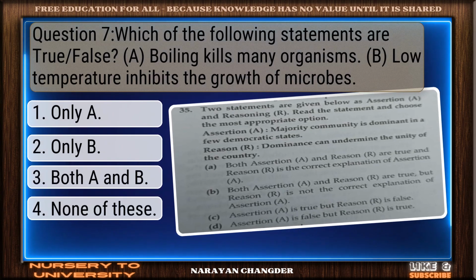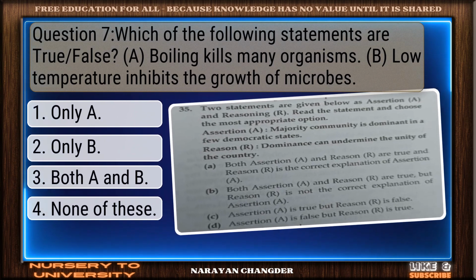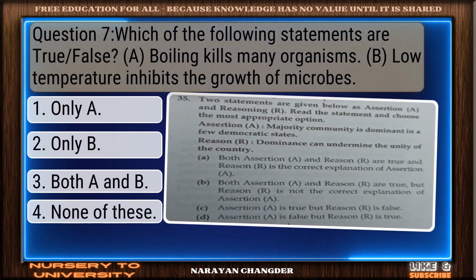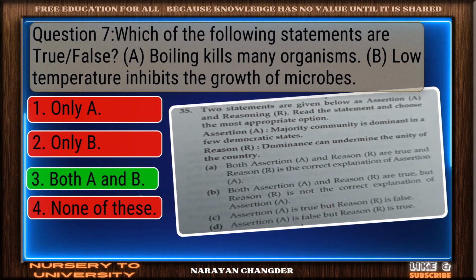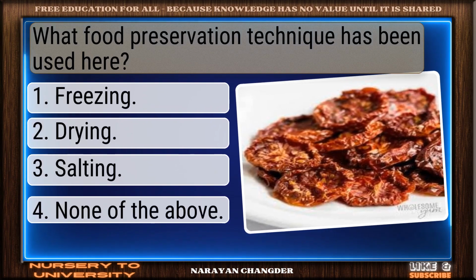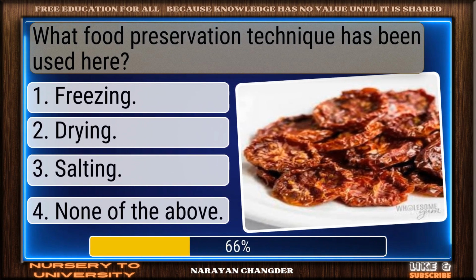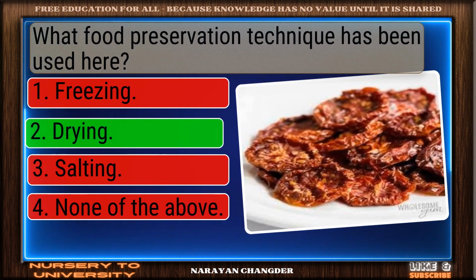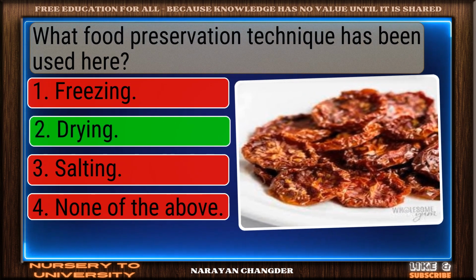Question 7. Which of the following statements are true or false? Boiling kills many organisms. Low temperature inhibits the growth of microbes. Smart pick. Both A and B are the correct choice. What food preservation technique has been used here? Clear logic. Your choice, drying, is sound and 100% true.